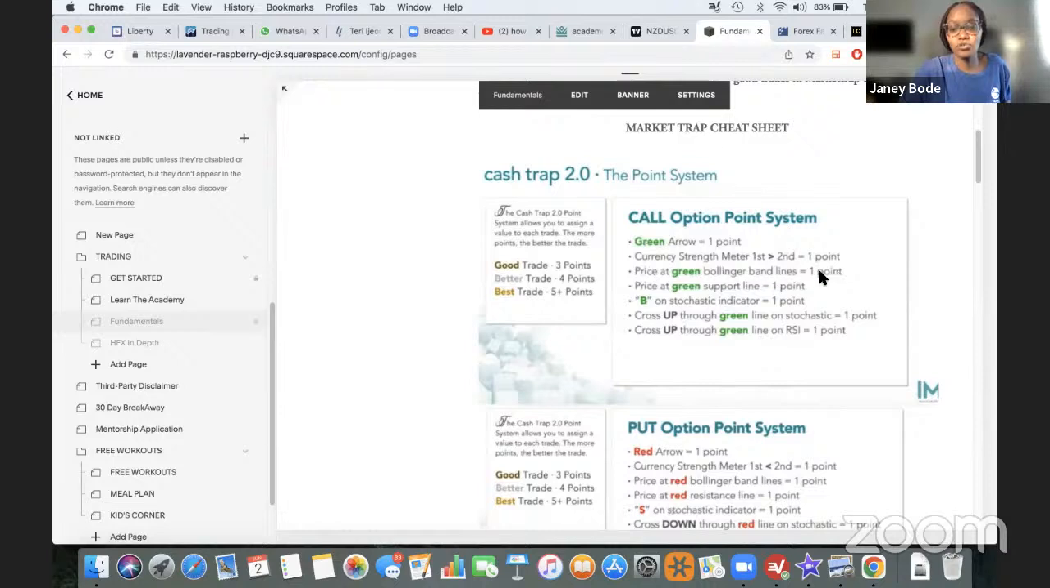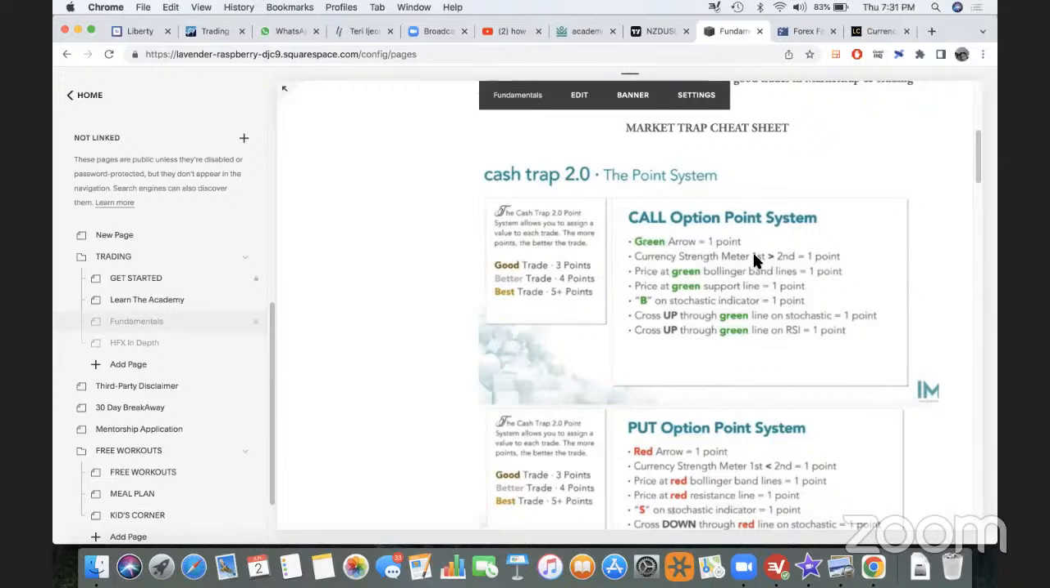I don't usually use this as much. And I don't use the second one, the price support line, as much. The main thing I look for is currency strength. And do I have a cross up on stochastic? And do I have a cross up on RSI? If I have these three, if I have a cross up and I have currency strength, I'm feeling good about that trade.